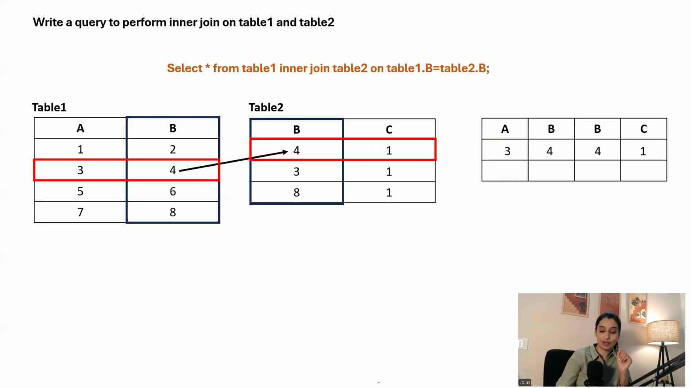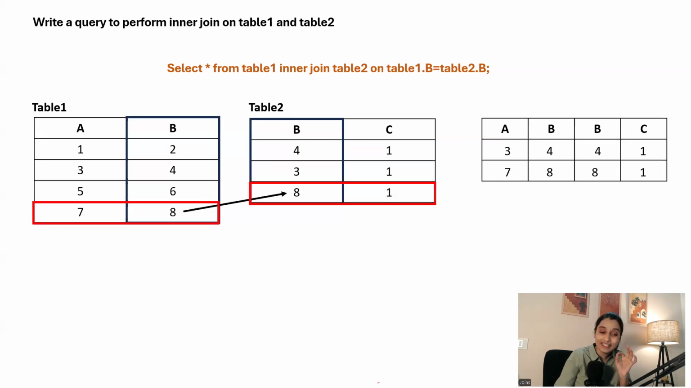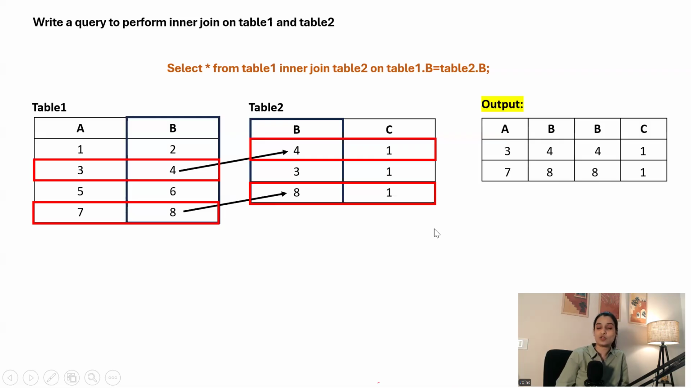Do remember this. Okay. In the similar way, is 4 matching with 3? No. Is 4 matching with 8? No. Is 6 matching with 4, 3, 8? No. So non-matching records. Is 8 matching with 4, 3 or 8? Yes. Matching record. So as soon as it finds the matching record, all the columns you have mentioned with asterisk from table 1 and table 2 will be returned in your output. You can check 7, 8, 8, 1, 7, 8, 8, 1, 3, 4, 4, 1. Okay. So this is your output.